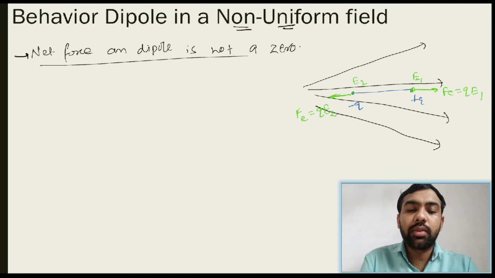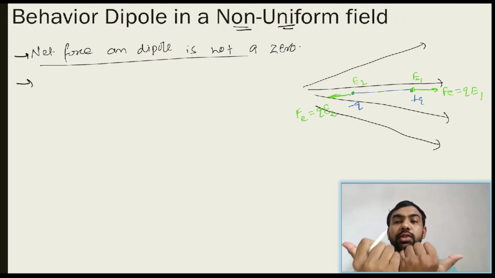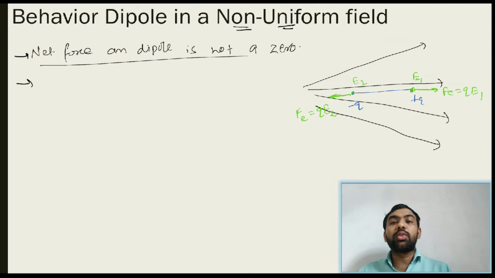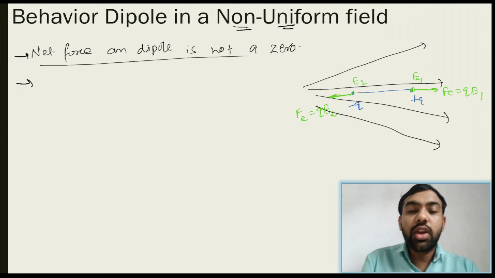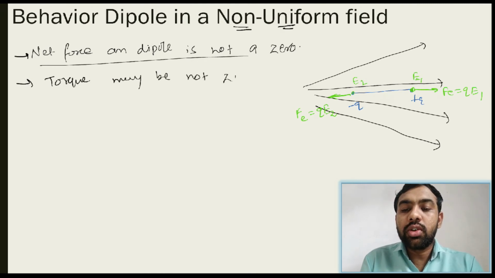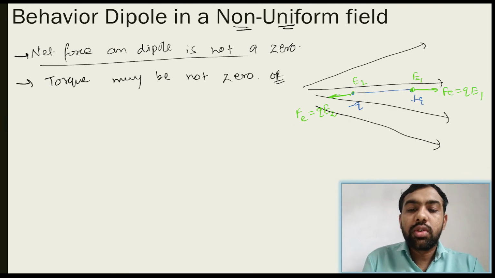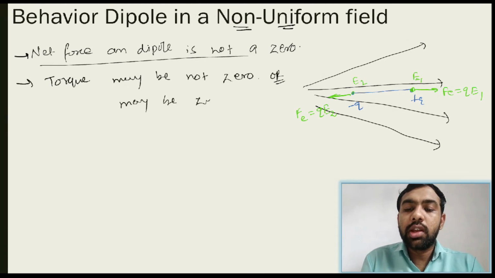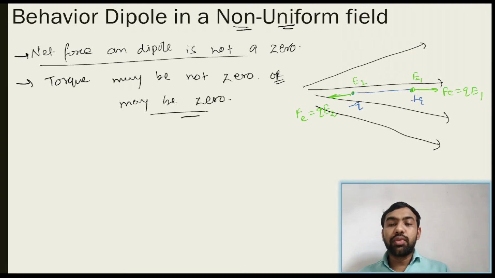What do you think about torque? If you consider the torque, if both the forces are collinear, then torque is zero. If maybe not collinear, then torque is not zero. So about torque we can't say anything directly. It depends on the configuration of the dipole in the field. So here torque may be not zero or may be zero. If the two forces are collinear, then torque is zero. If they are non-collinear, then torque is not zero. You must remember both of these things.